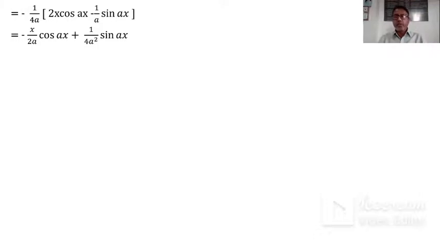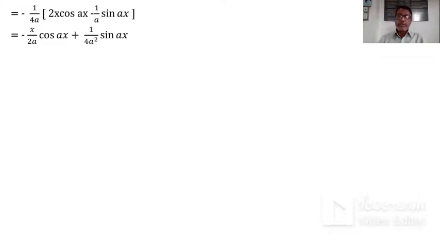If we find the complementary function of this, what is the auxiliary equation for this equation? m square plus a square is equal to 0. Means m minus ia, m plus ia is equal to 0. Therefore, m is equal to plus or minus ia. Roots are complex and non-repeated. Therefore, complementary function yc is equal to c1 cos ax plus c2 sin ax.